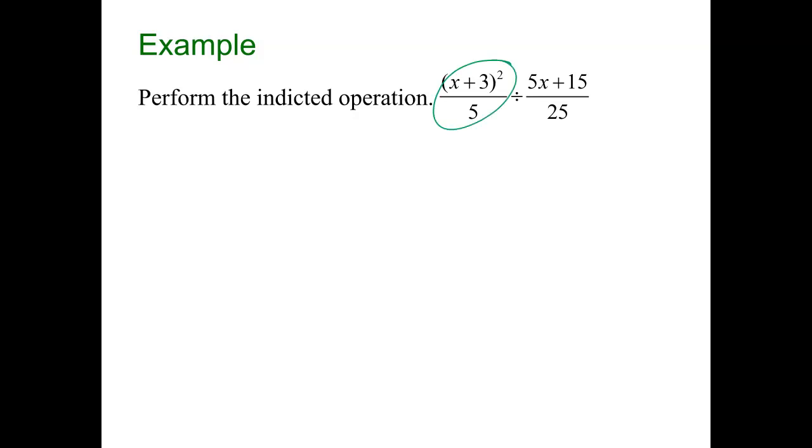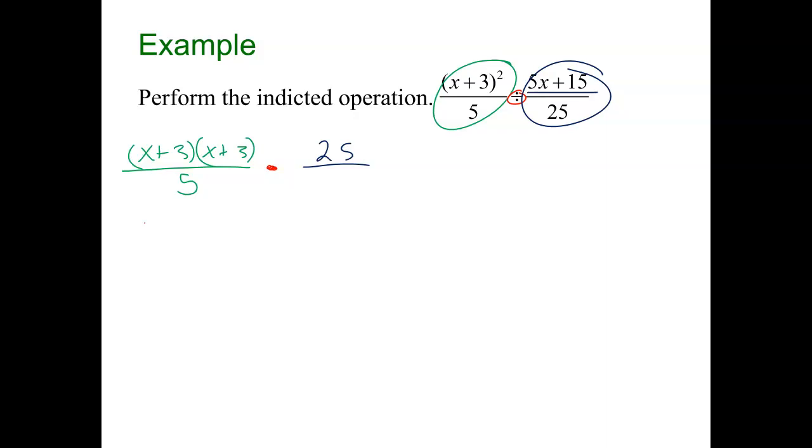So I'm going to take my first fraction and split the square just so it's written twice, but essentially I'm leaving it alone. Changing the division to multiplication and writing the reciprocal of the second fraction. And we'll save ourselves a little time. How can I factor 5x plus 15? GCF of 5. So go ahead and factor that now while we're doing the flip. 25 on the top, yep.